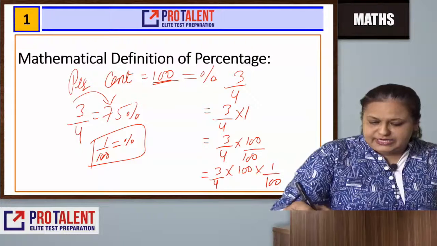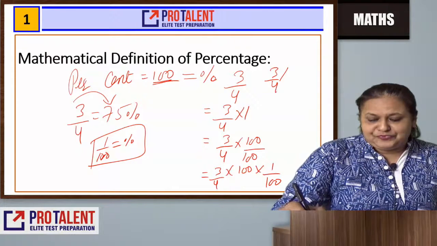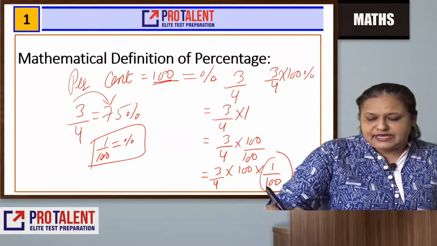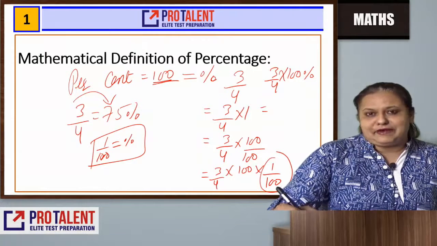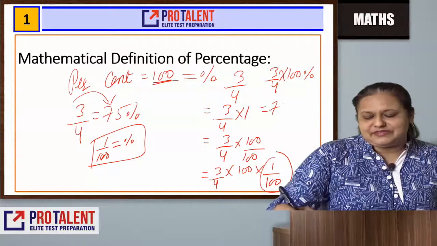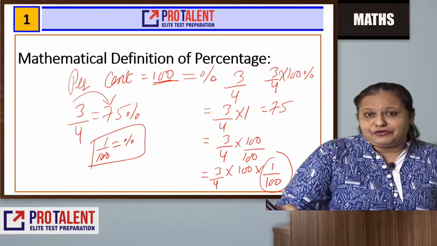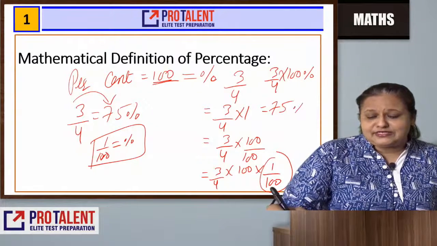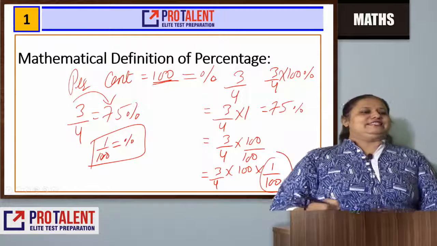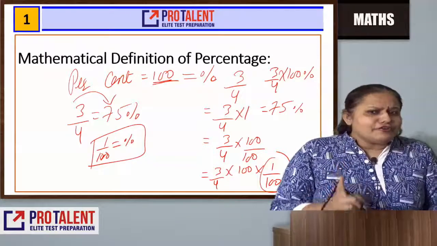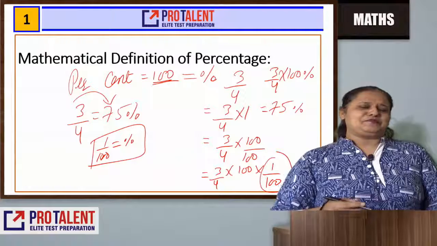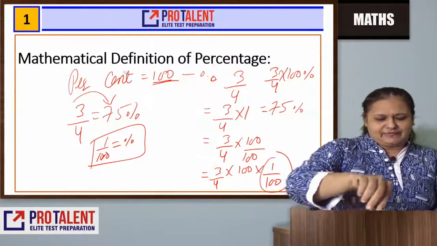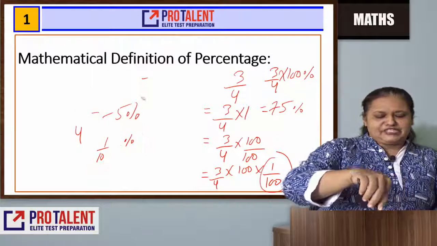From here, the next step would be 3 by 4 into 100, and then comes 300 by 4, which is 150 by 2, which is 75%. Correct? You got it? All of you knew each and every step of it? Say yes or no. I have written all the steps.